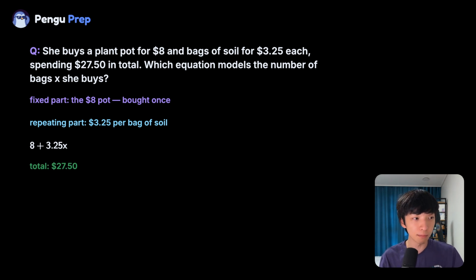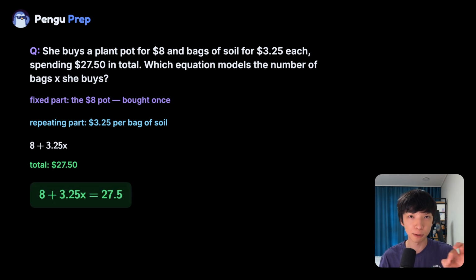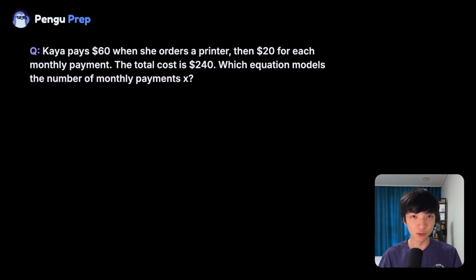Now what's the total amount that she spends? $27.50. So the full equation is 8 plus 3.25x equals 27.5. Now pause the video and try this one yourself.